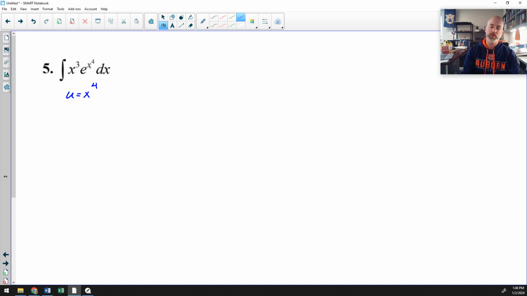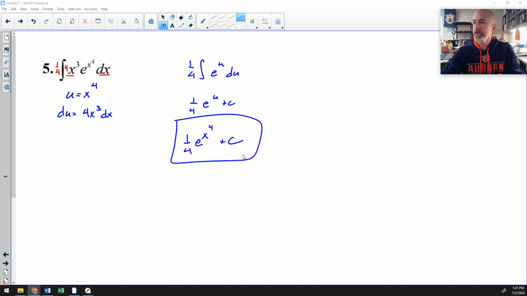If you have an exponential function with an ugly exponent, you very frequently will let u be that ugly exponent, and then you find the du and see if it works out. And in about 2 seconds, you will see the answer to this one. And here's your final answer.